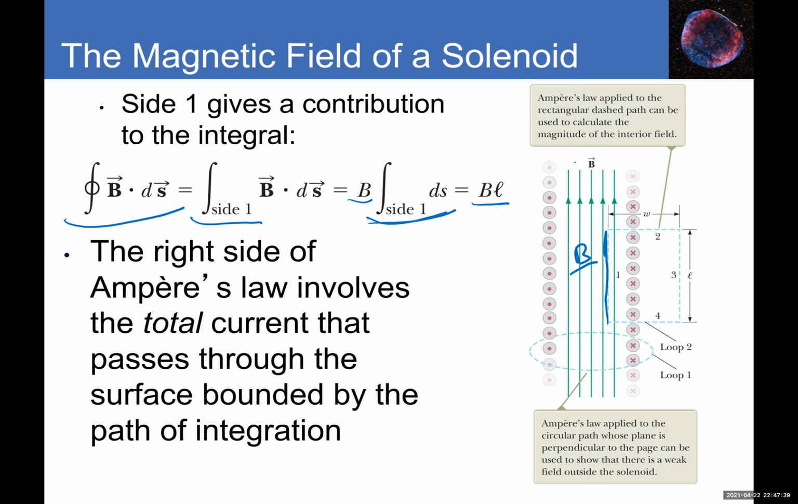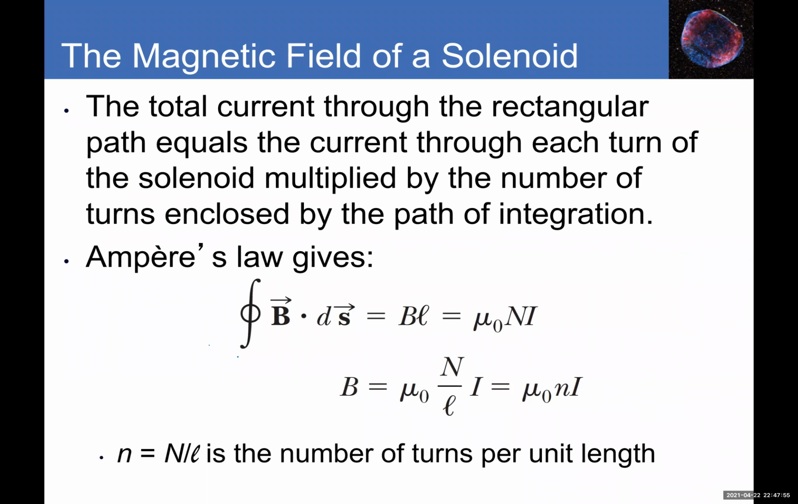Okay, that means the right side of Ampere's law involves the total current. So this is the left side, BL, and the right side is just the total current that passes through each surface, or bounded by the path integration. The left side of the equation, we got BL. The right side of the equation, mu naught times N times I. Divide both sides by L, then we have a magnetic field equal to mu naught N I divided by L.